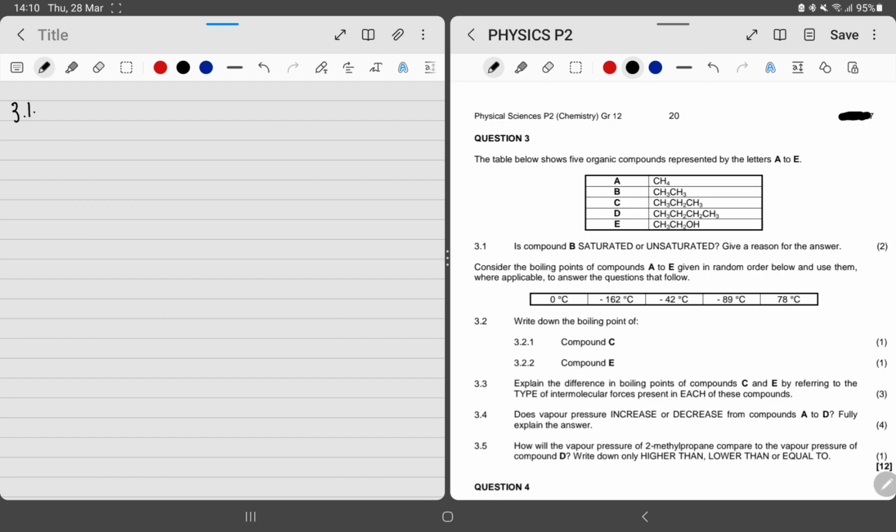We have CH3, CH3. So that's an alkane. So this is what it's going to look like. So this is definitely saturated. The reason for that is because there are no double bonds, we have single bonds only. So it is saturated. Only single bonds between the atoms.